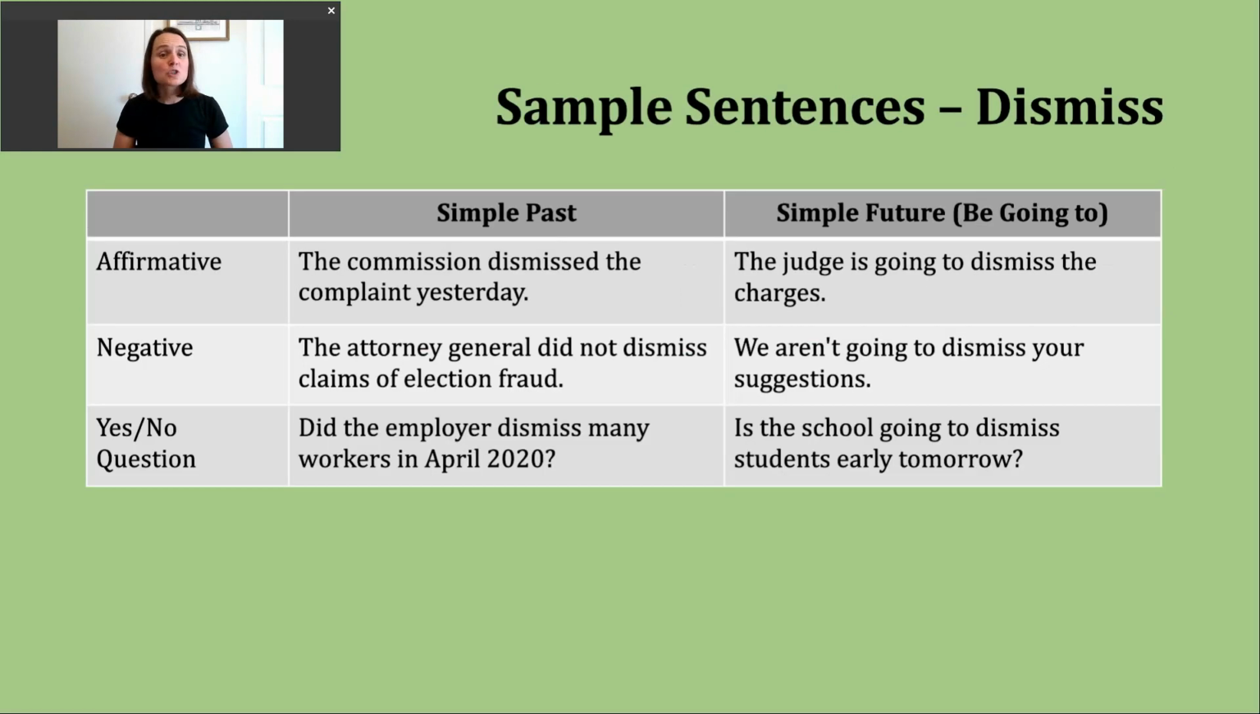Now, let's spend just a moment looking at how to use our verb dismiss in the simple past tense and the simple future, and we're going to focus on be going to. Let's start with the simple past. We use this verb tense to talk about an action that was completed at a known point in the past. You might see time signals like yesterday or last month, or maybe even a specific date that is clearly in the past.